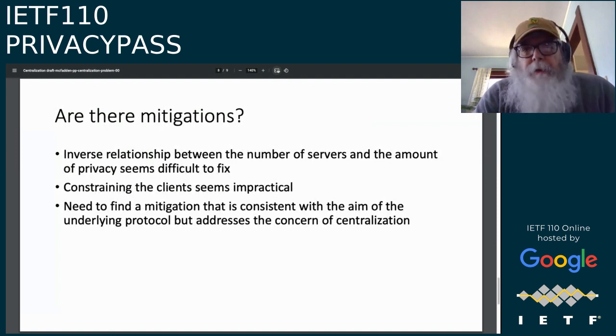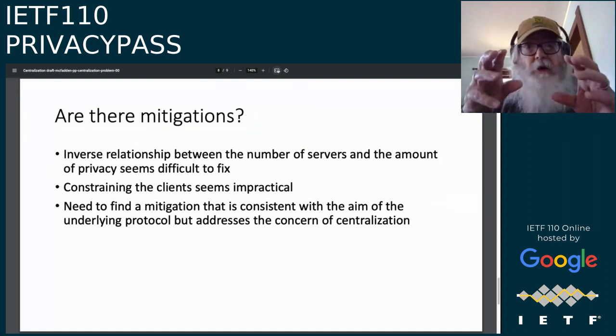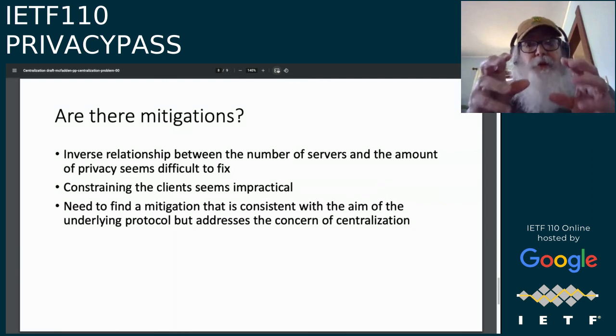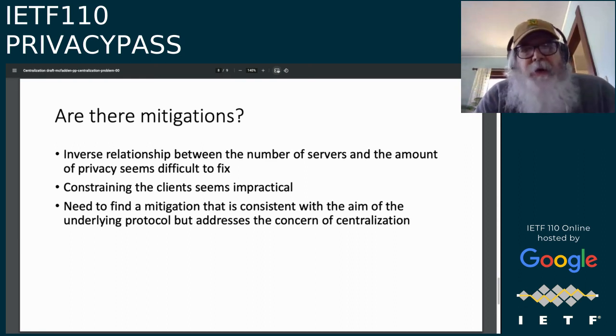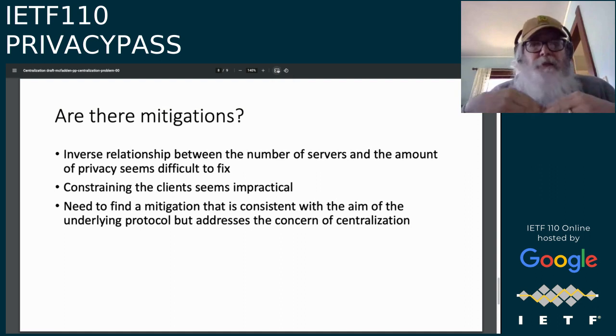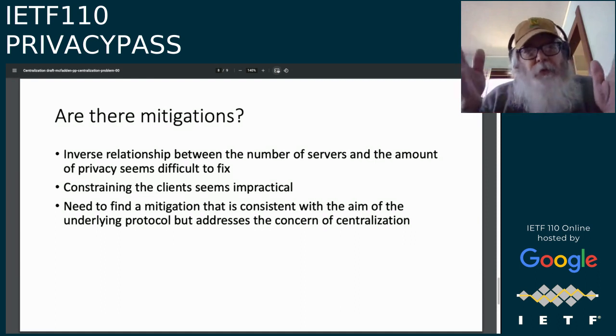The problem is, in the end, that the mitigations in the architecture document don't seem to be mitigations at all. If we limit the ecosystem to a very small number of servers, we have consolidated control of the issuing into a very small group of operators of those servers, right? And then constraining the clients as an alternative doesn't seem to be a solution either. And so what's needed is a mitigation that's consistent with the privacy goals of the underlying protocol, but also addresses the issue of centralization. Next slide, please.